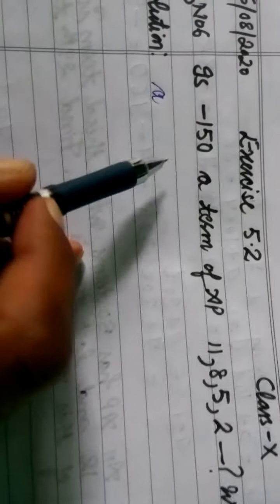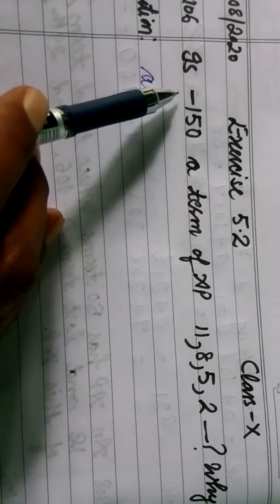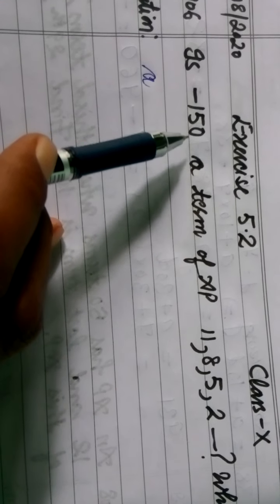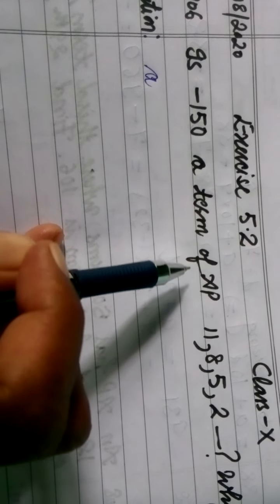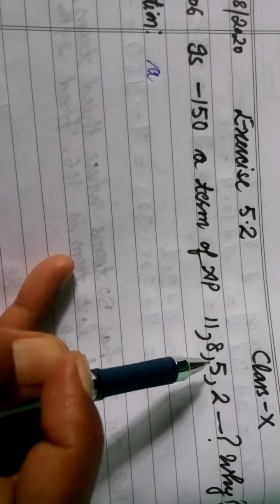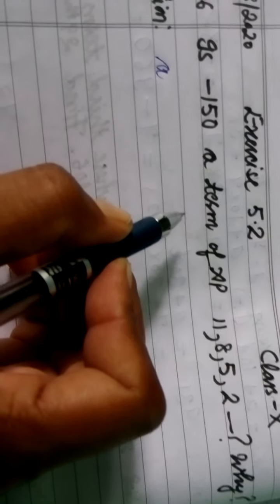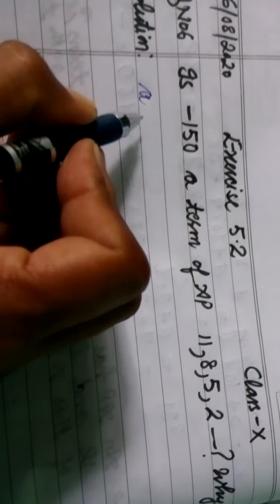In this question you have been asked to find whether minus 150 is a term of the AP 11, 8, 5, 2, and why or why not. Now let us find this.